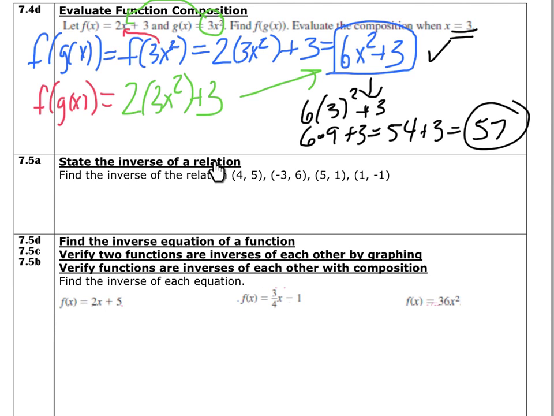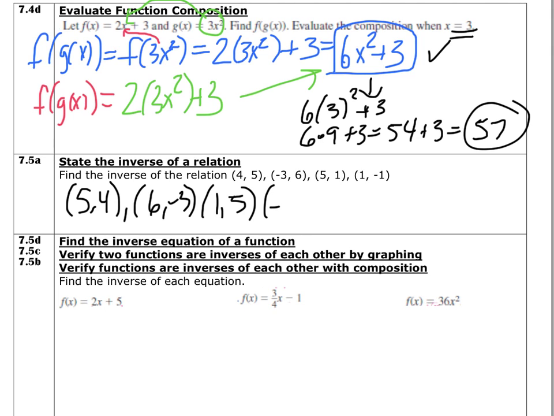7.5a, state the inverse of a relation. A relation is just a set of ordered pairs. And it says here, find the inverse of this relation. All you have to do for an inverse is you flip-flop x and y. So for the first ordered pair of 4, 5, it becomes 5, 4. The next ordered pair flips and becomes 6, negative 3. The next one is 1, 5. And the last one becomes negative 1, 1. That's all you have to do.